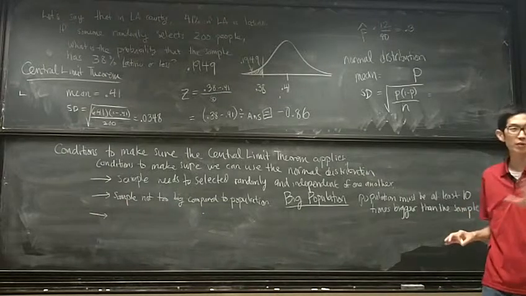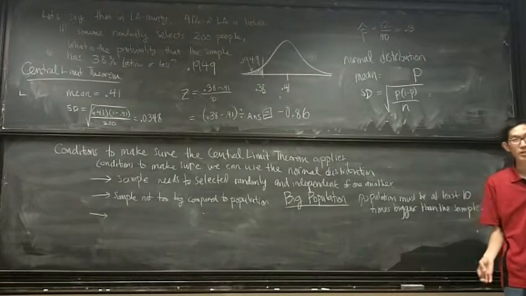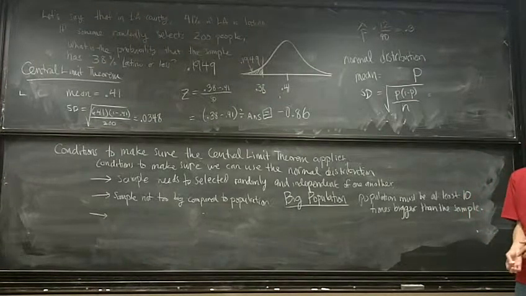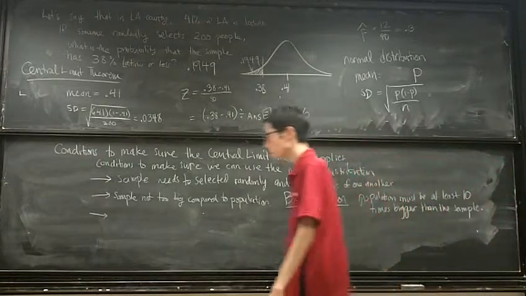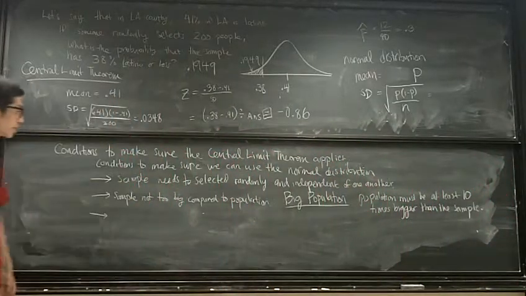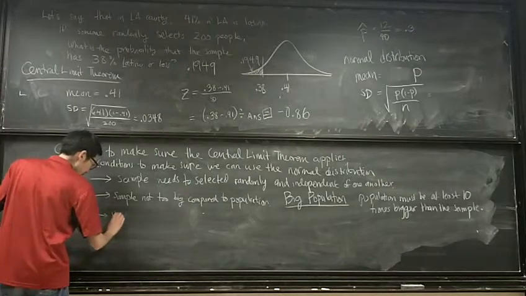So if you're taking a sample of 100, how big does your population have to be? 1,000 or more. At least 1,000 or more. Okay. 10 times bigger than the sample. Okay. And the sample can't be too small.